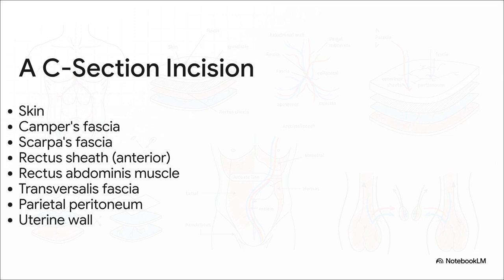A C-section is the perfect real-world example of this anatomy in action. A surgeon has to go through these layers, in order: skin, Camper's, and Scarpa's fascia, open the front of the rectus sheath, separate the rectus muscle, then cut through the transversalis fascia and peritoneum, and only then do they reach the uterus. It's like a living anatomy lab.